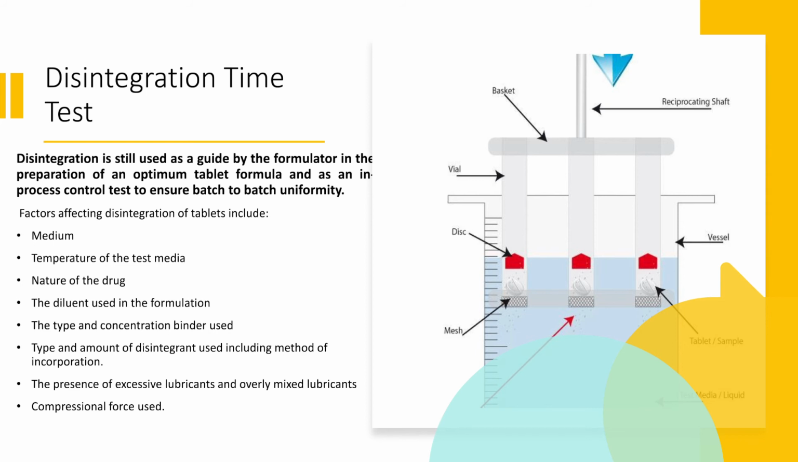The factors that impact the disintegration process are the medium, the temperature conditions, the nature of the drug, whether it is an acidic drug or a basic drug, the diluent used in the formulation, and the type and concentration of the binder used, meaning how much the tablet is bound. If it has more binder, the tablet will be difficult to disintegrate. Then the type and amount of the disintegrant. If the concentration of disintegrant is more, the tablet will disintegrate faster. If the concentration is less, the tablet will take more time to disintegrate. Also, the presence of excess lubricants, overly mixed lubricants, and the compression force used during manufacturing of the tablet.